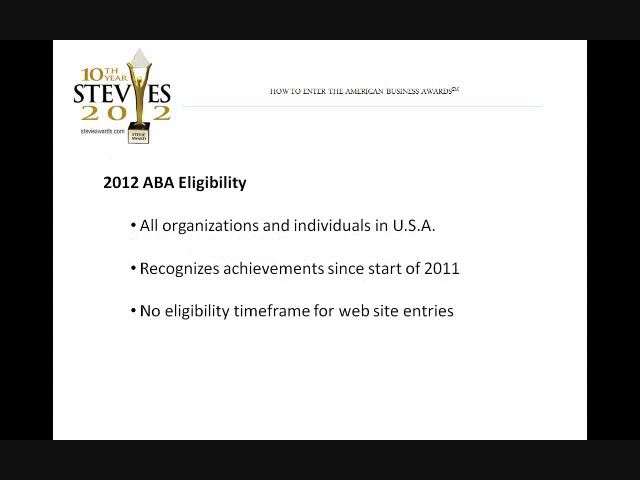All organizations and individuals in the USA are eligible to submit entries to the ABAs. The 2012 ABAs will recognize achievements made since the beginning of 2011, so your entry should focus on achievements made since that date. However, there's no eligibility time frame for website entries. It doesn't matter when a website was first published or last updated. They're all eligible to be nominated in the ABA's website categories.